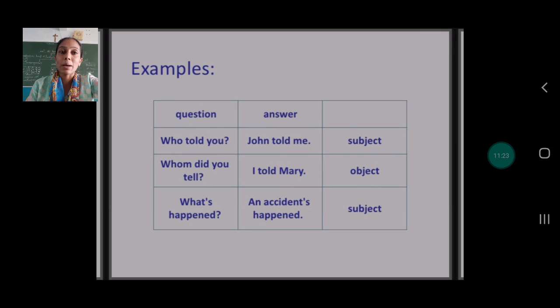So I hope you understood the table. Now see some examples, I'll show you. Who told you? Who is used for person. John told me. Here John is the subject. Whom did you tell? I told Mary. Whom? I told Mary. Mary is whom? Object. Why? I told whom? Mary. Then what's happened? An accident happened. Accident is playing the role of a subject.